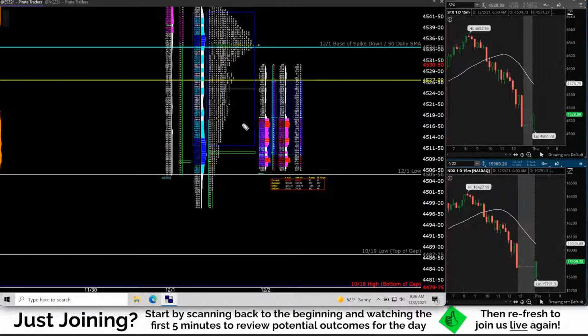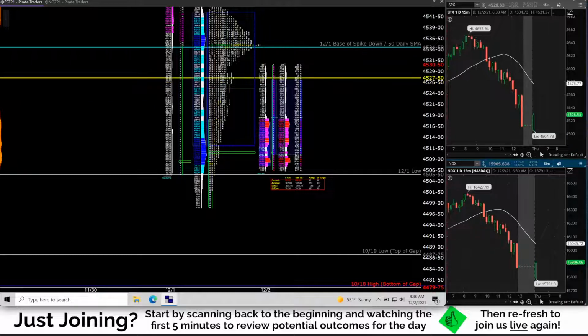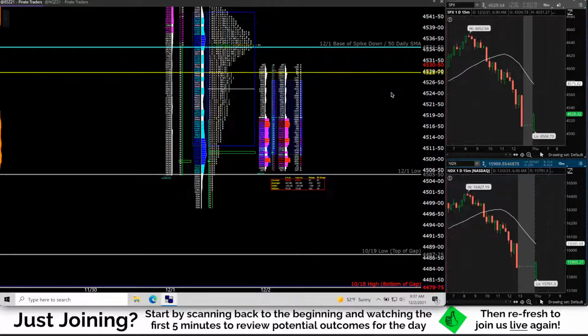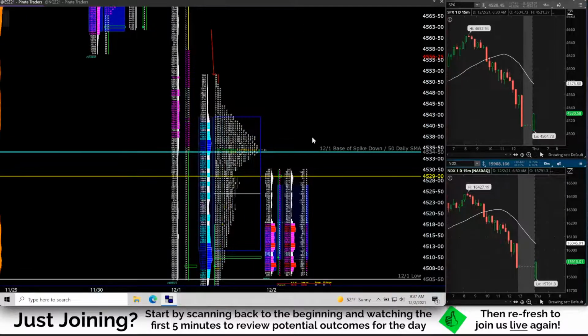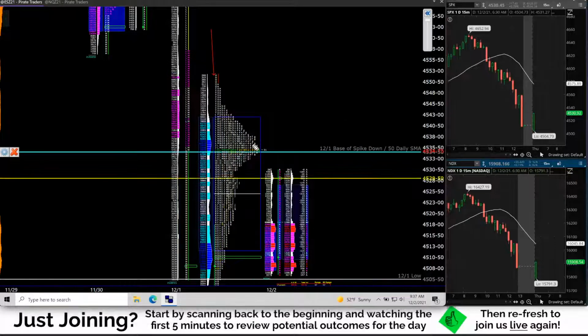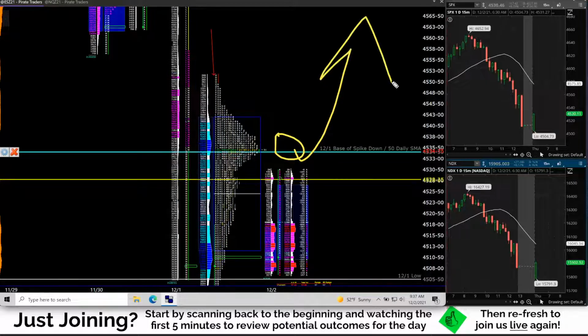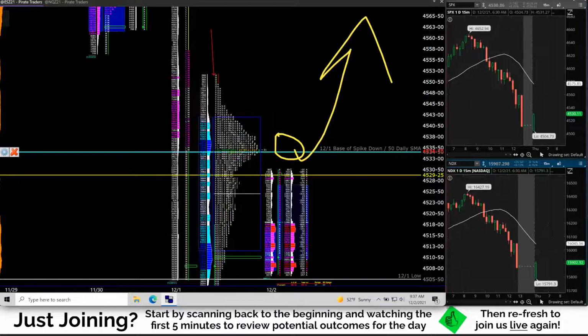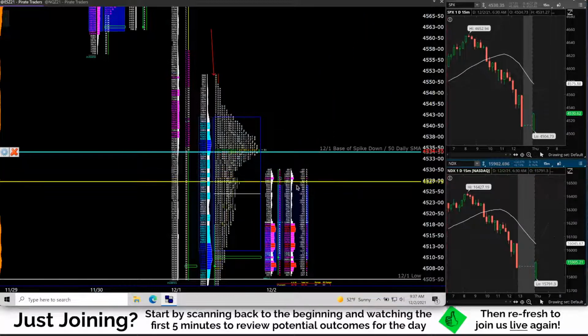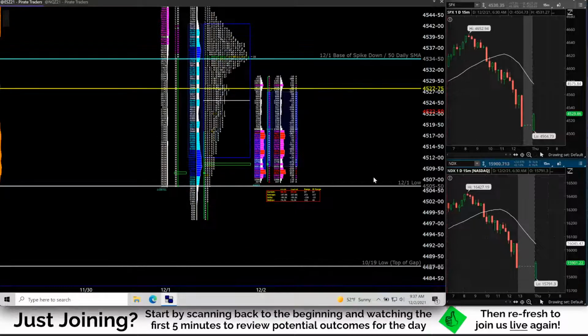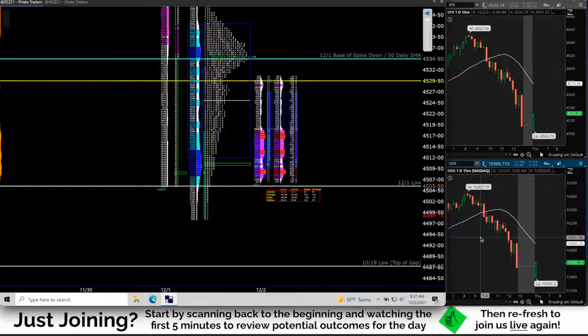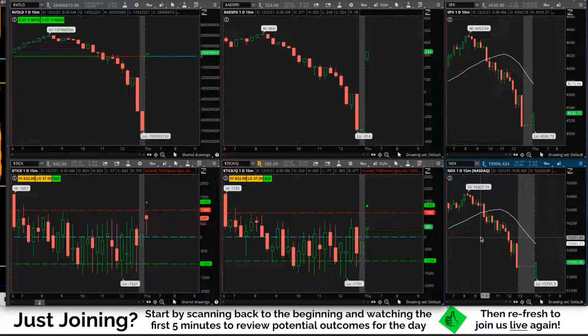And because it's the 50 daily, it's going to be a level that bigger swing trader players are watching very closely. So it's a very important level. If they can get above that and come back down and find support, they could turn around and head right back up. Internals looking bullish so far this morning.